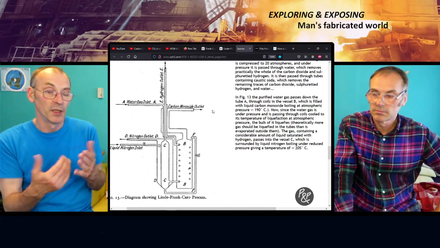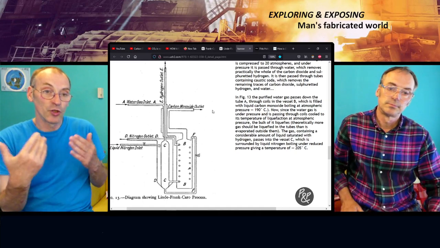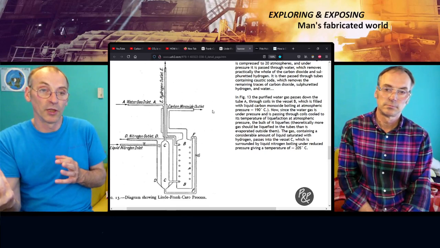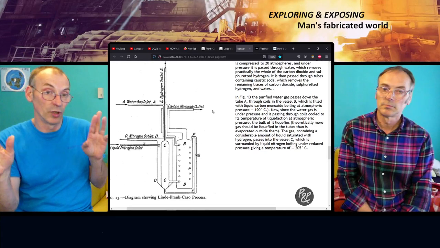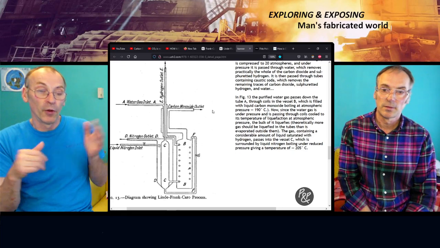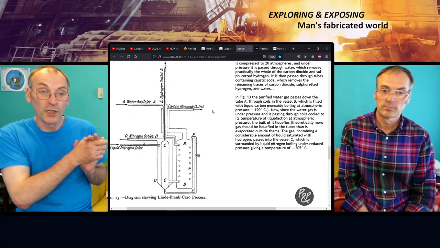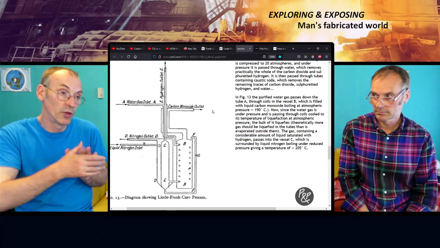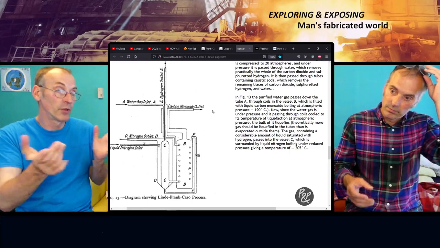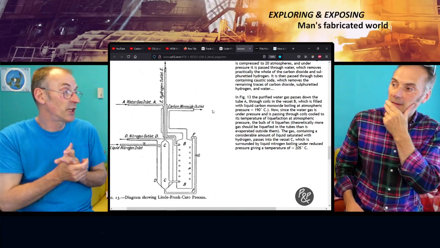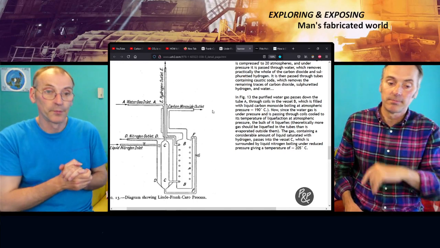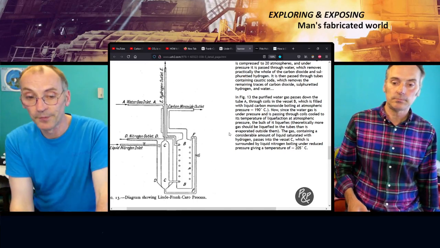Because it's heavier. So what you're doing is essentially stripping the carbon monoxide from the hydrogen. So the hydrogen is then mixed with the nitrogen over a catalyst, I would imagine, at pressure and at heat to produce your ammonia. Of course. So that's how they do it.